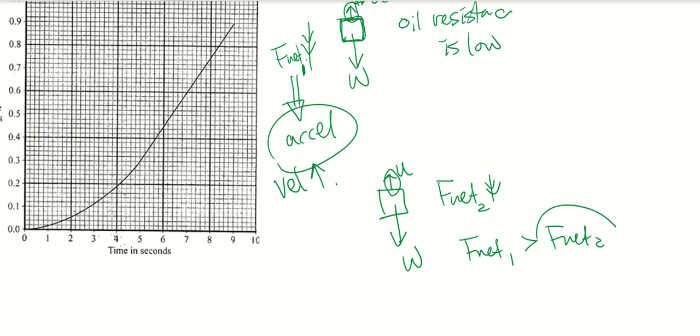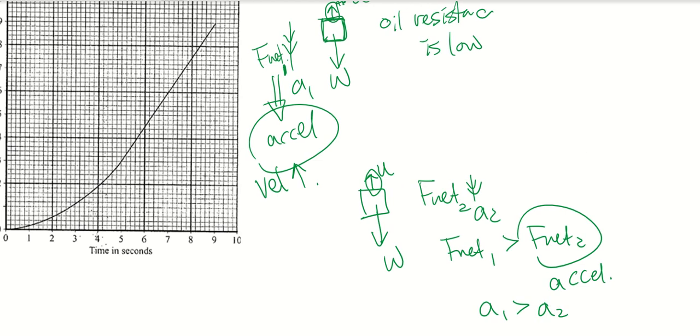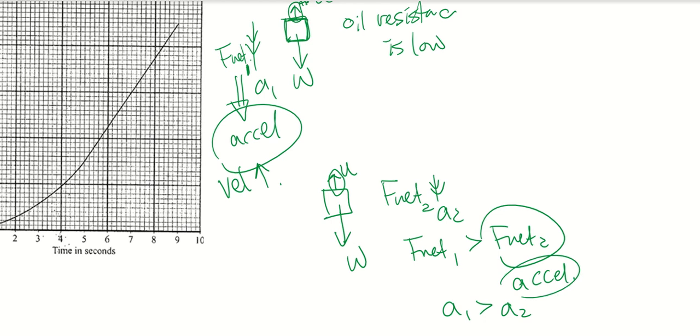Okay, but still, if I have F net, I'm going to have acceleration. Because this one is acceleration 1, this one is acceleration 2. Because the F net is lesser, therefore the acceleration 1 is greater than acceleration 2. That means the acceleration has decreased. But you cannot say that the velocity decreased.